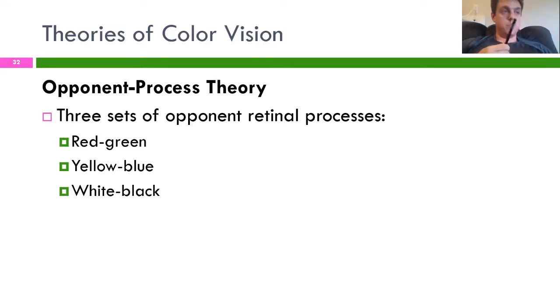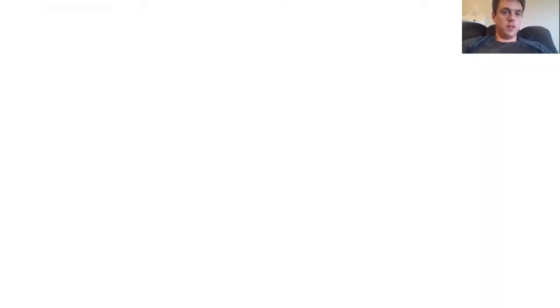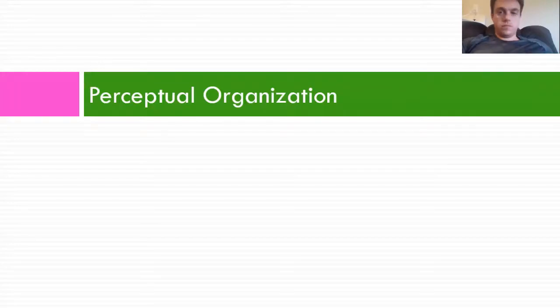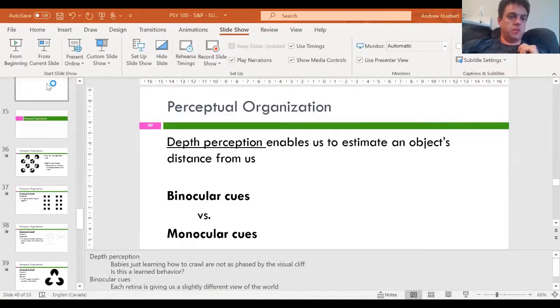So like I said, the full details on opponent process theory are a bit beyond what we can cover here. It's a pretty complex theory overall, but that's kind of the gist of it, right? Things are working in opposition. So just remember that part of it. Okay, so let's move on, talk a bit about perceptual organization.